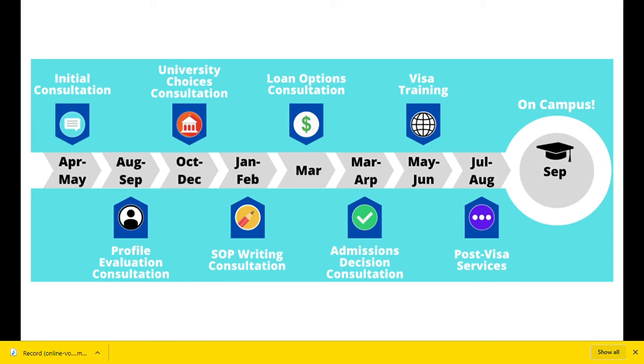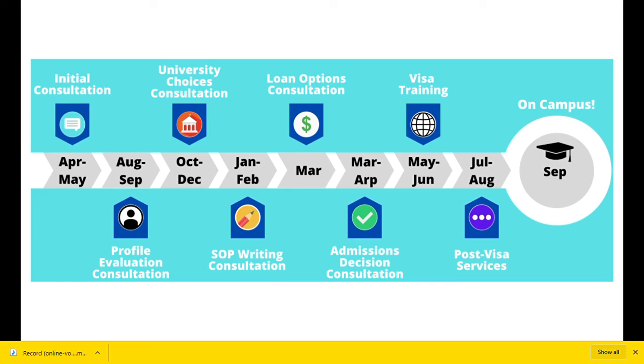Towards the end of the year, between October and December, you want to have your consultation regarding choosing your universities to apply to. At the beginning of the year that you'll want to start school, you'll have your consultation about writing your statement of purpose as part of your university applications.